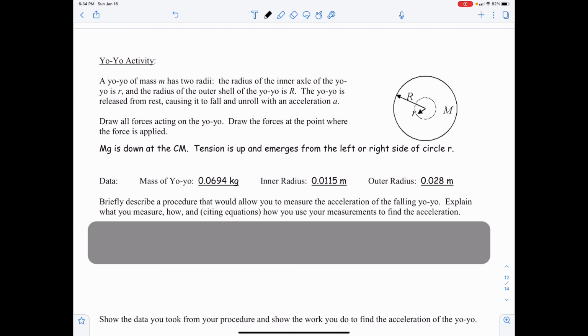Okay. In the yo-yo activity, a yo-yo of mass m has 2 radii: the inner axle of the yo-yo, and the radius of the outer shell, which is big R. So the inner axle is little r, the outer shell is big R. The yo-yo is released from rest, causing it to fall and unroll with acceleration a. Draw all the forces on the yo-yo, and determine the points at which the forces are applied.